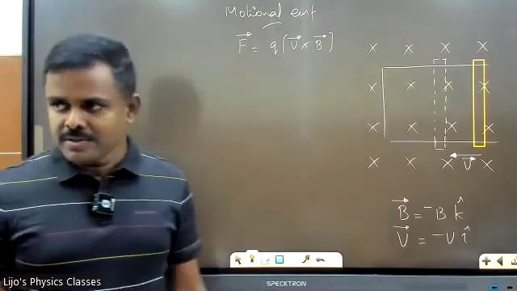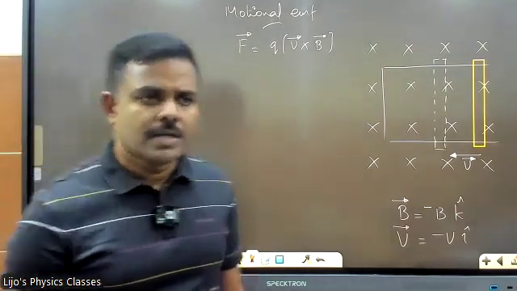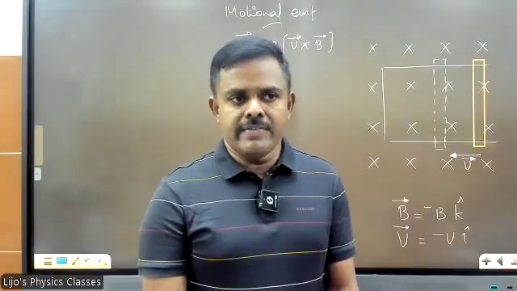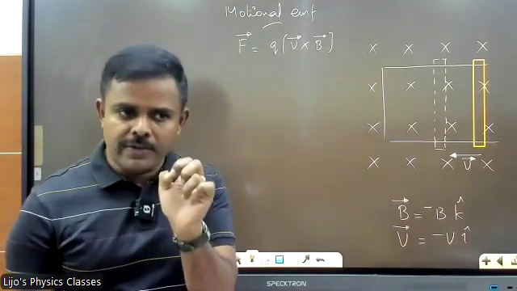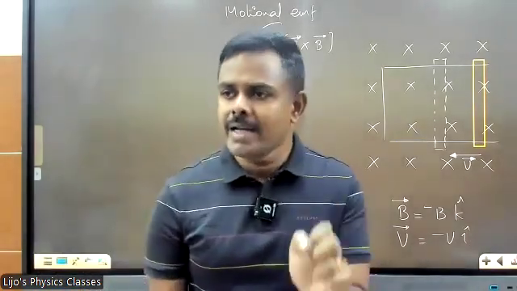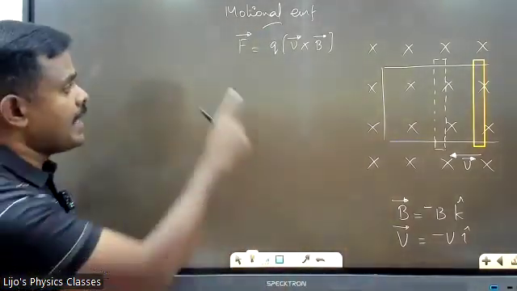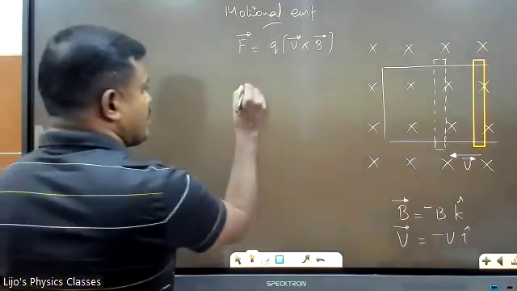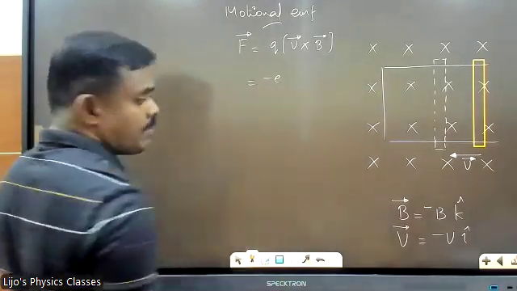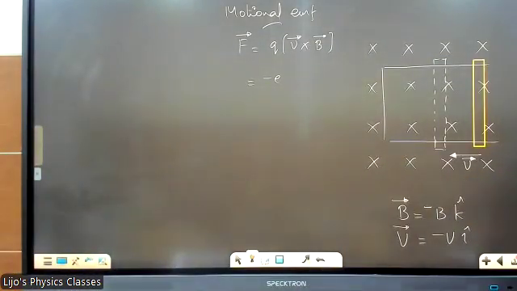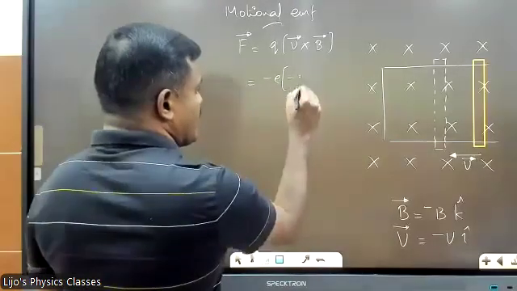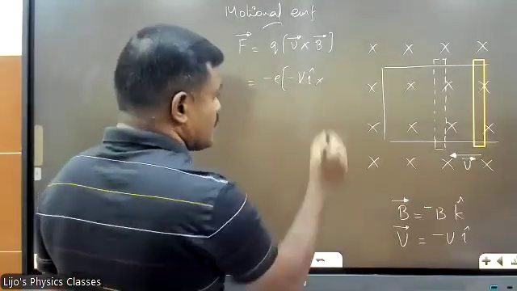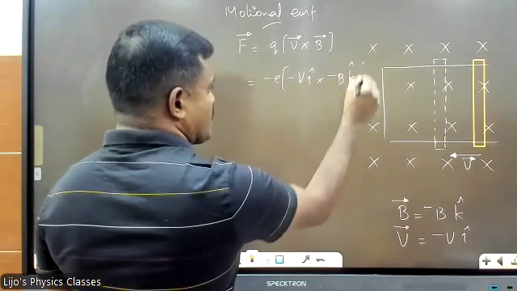So write the magnetic force. F is equal to, do you remember the equation for magnetic force? Whenever a charged particle with the charge Q moves with a velocity V in a magnetic field B, it is acted upon by a magnetic force. F is equal to Q into V cross B, isn't it? So let us put the values. What is Q here? Minus E, because we are talking about electron. Minus E into V, where V is minus V I cap, cross B, which is minus B K cap.